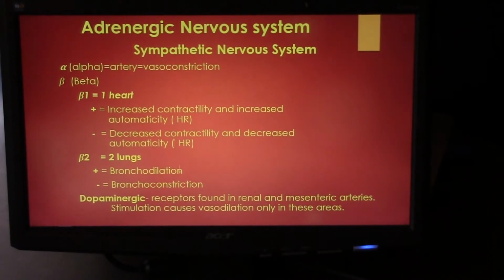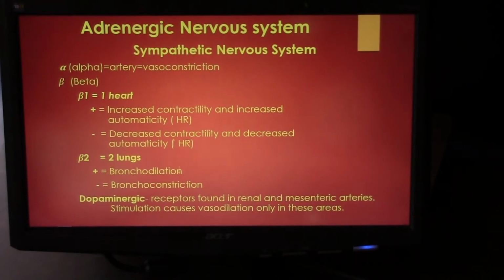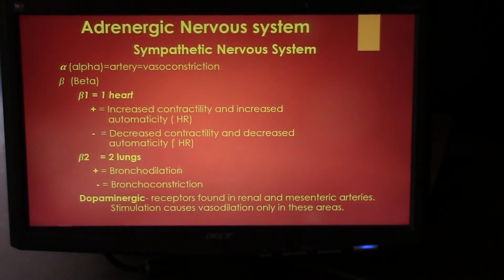If you're blocking beta or you're giving a beta blocker, you're decreasing contractility and decreasing automaticity. And just by that principle alone, can you not see where you would have to be careful when giving a beta blocker to someone who has congestive heart failure? Because it can put that person into worse failure. Or it may actually help them. There's a fine line.